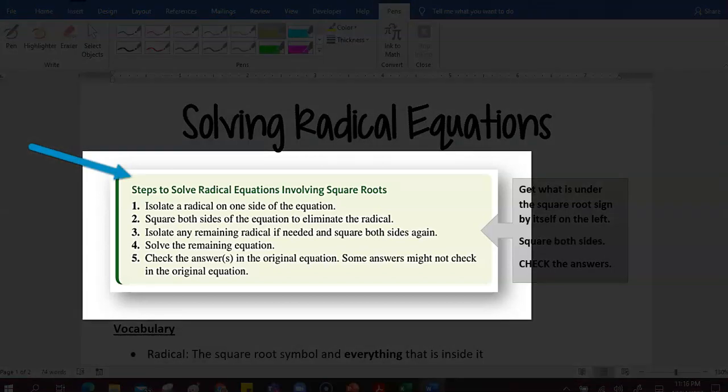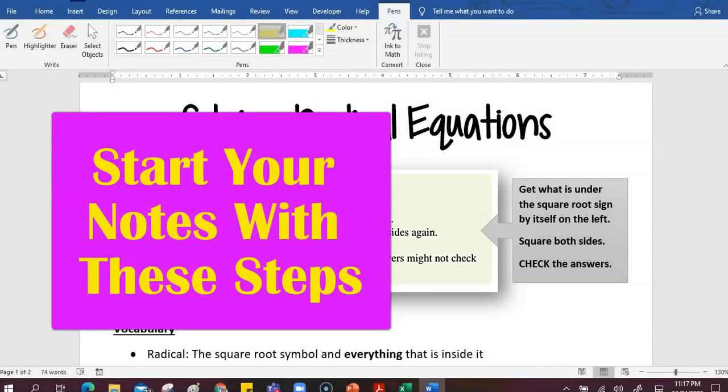We are going to isolate the radical onto one side of the equation, typically the left. Then we're going to square both sides of the equation. Squaring anything that is square rooted just cancels it out, and you're left with what's on the inside. We keep doing that. We might have to do that a couple times, and then we solve with whatever remaining equation that we have. We also check our answers in the original equations because some answers might not check out.